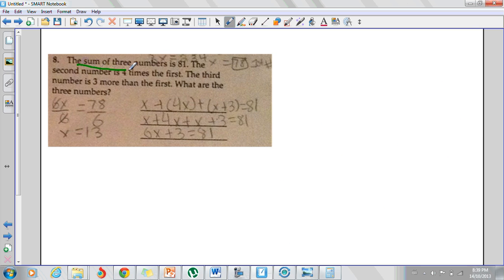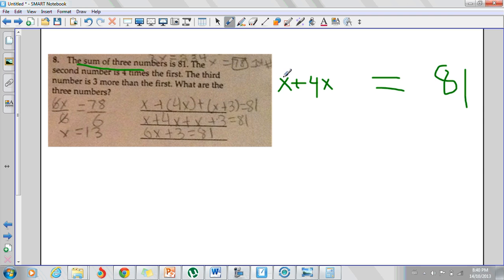This one here says the sum of three numbers is 81. So as soon as you see the word the sum, that means adding, and that's a grand total. Remember, the total goes on one side: 81. It says the second number is 4 times the first. Okay, so the first number we're going to represent as x, because we don't know what it is, and we're going to add that to the second number, which was 4 times the first, so it's going to be 4 times x, or just 4x.